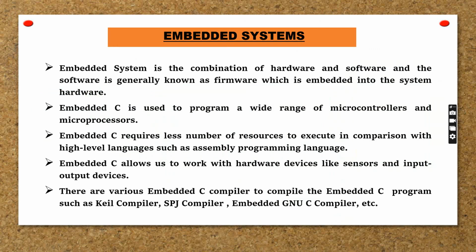So let's know about embedded system. What is an embedded system? It is the combination of hardware and software, and the software is generally known as firmware, which is embedded into the system hardware. It is used to program a wide range of microcontrollers and microprocessors. It allows us to work with hardware devices like sensors and input-output devices.